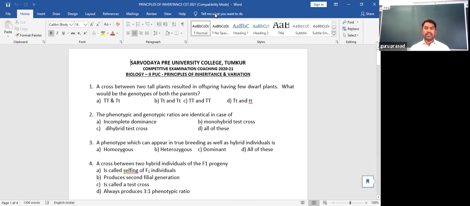Left is the option A and B. Now here you have to justify the answer. If you take out the option A, capital T capital T and capital T small t, when they produce gametes, capital T capital T produces only a single type of gamete, that is capital T only, whereas capital T small t produces two types of gamete. Okay. So for that, I need to use the board.